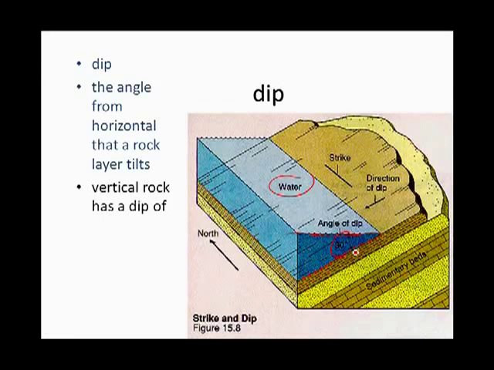If the rock were vertical, it would have a dip of 90 degrees, whereas horizontal rock wouldn't dip at all. Its dip would be 0.